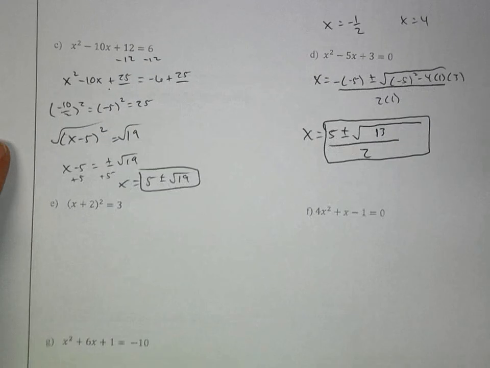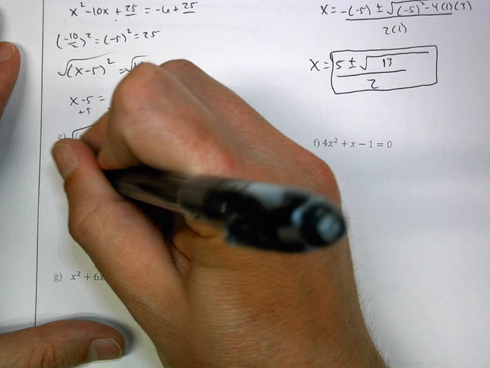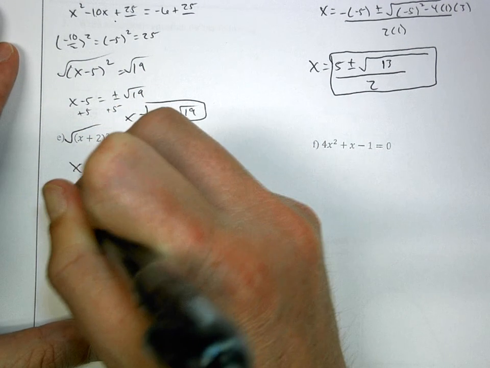For part E, to get rid of the square, you square root both sides. X plus 2 equals plus or minus root 3. Subtract 2 from both sides, x equals negative 2 plus or minus root 3.